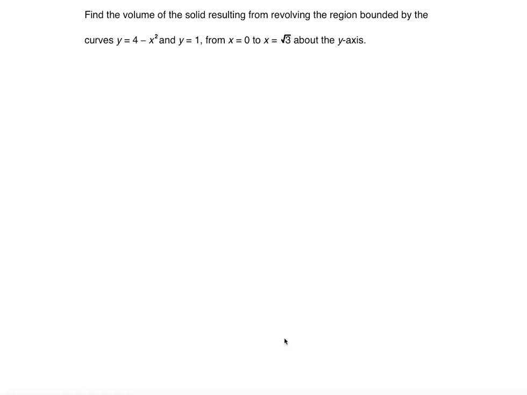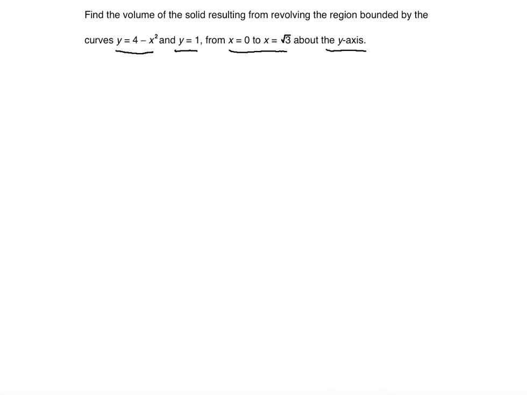In this video, we're going to talk about another problem where we'll have to find the volume of the solid of revolution based on the given conditions. In this problem, we're asked to find the volume of the solid resulting from revolving the region bounded by the curves y is equal to 4 minus x squared and y is equal to 1 from x equals 0 to x is equal to square root of 3 about the y-axis.